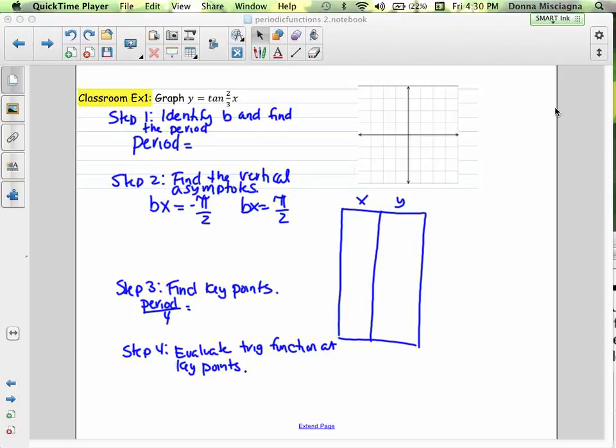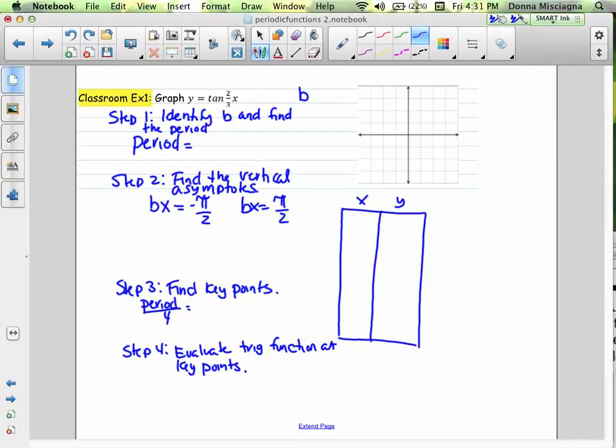All right, so we're going to graph y equals tangent 2/3 x. Step 1, identify b and find the period. So b is the coefficient in front of x. b equals 2/3. So our period is going to be pi divided by 2/3, which is the same as pi times the reciprocal, times 3/2, or 3 pi halves. So notice now we have a longer period.